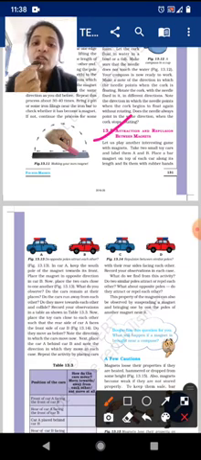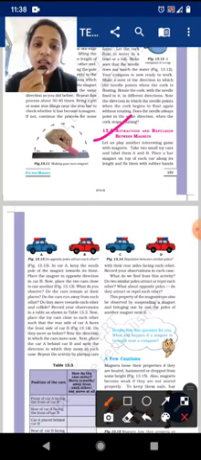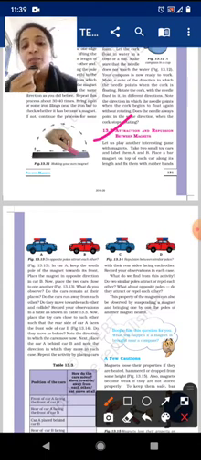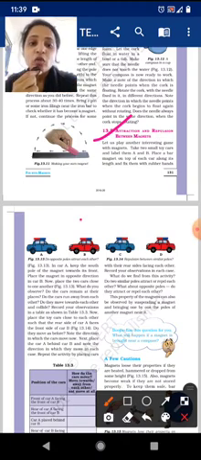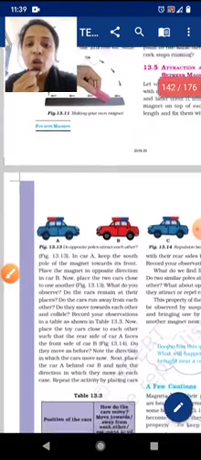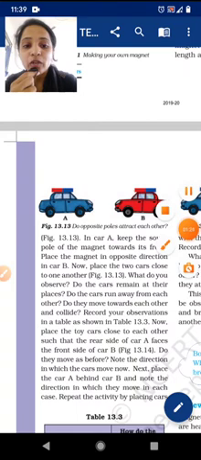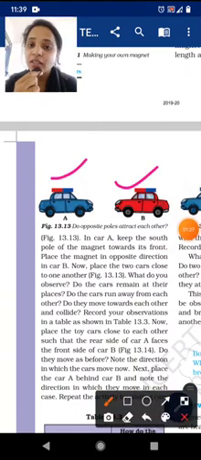So let's start 13.5. Let us play another interesting game with magnets. Take two small toy cars and label them A and B. Place a bar magnet on the top of the car along its length and fix it with a rubber band. Take one toy car, place a bar magnet on top of that car, like this, and attach it with a rubber band. See here, figure 13.13.